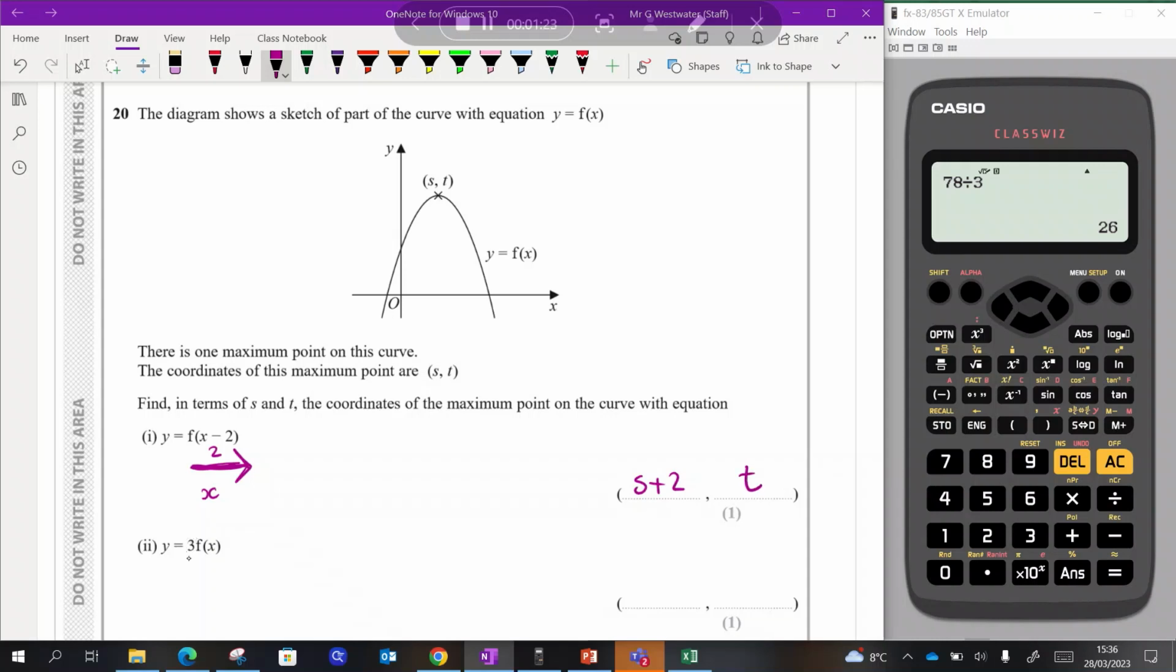Whereas for part 2, where we are stretching vertically, this time the x-coordinate will stay the same, so this will be s, and your y-coordinate, so t, will be stretched out by a scale factor of 3, so it will be 3t. Okay.